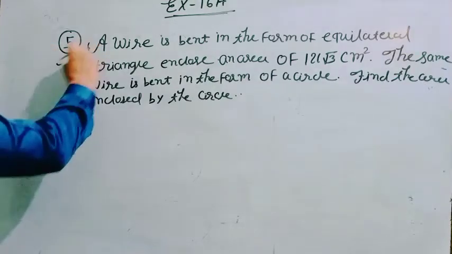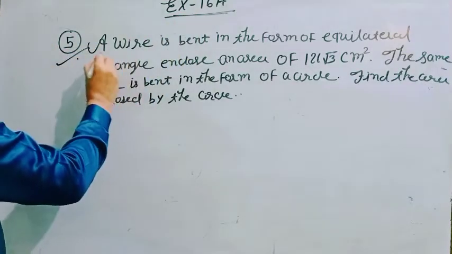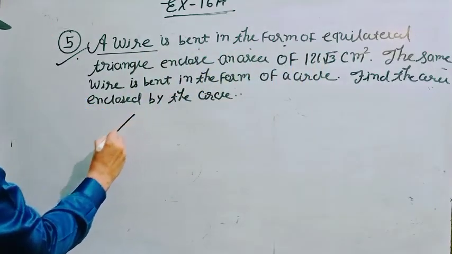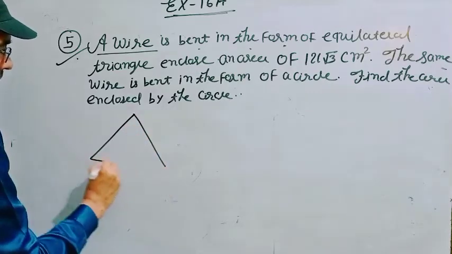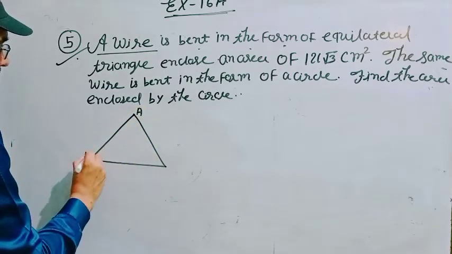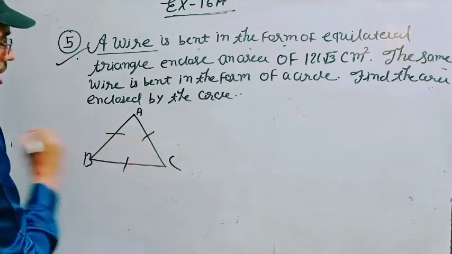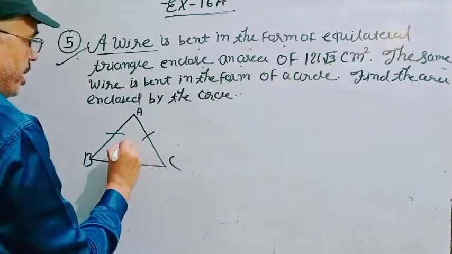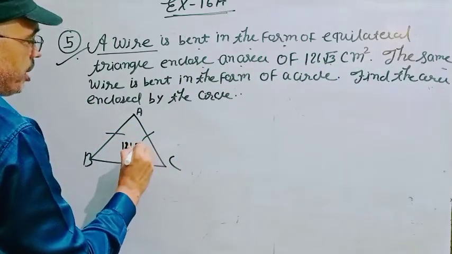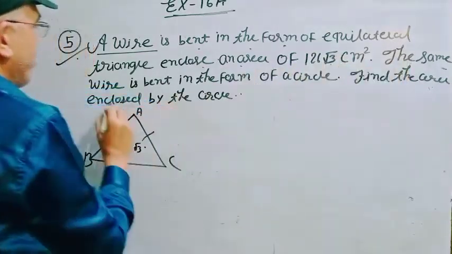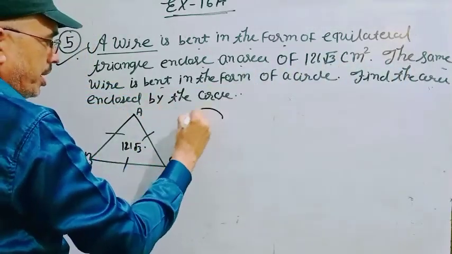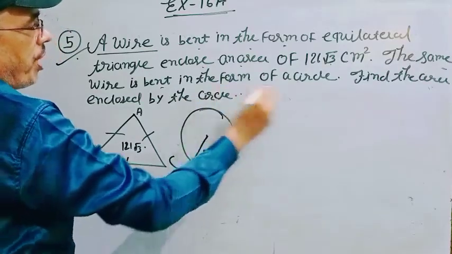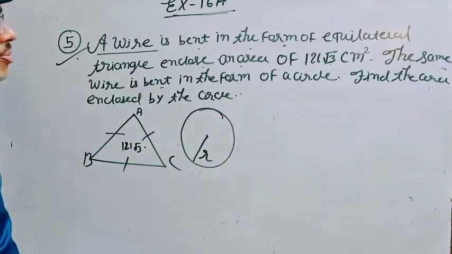Now the next question of exercise 16a, that is 5. A wire is bent in the form of an equilateral triangle. That means the wire is in the form of an equilateral triangle ABC, and here all 3 sides are equal. The triangle encloses an area of 121 root 3 meter square, and the same wire is bent in the form of a circle. The same wire forms the circle. Then your question is, find the area of the circle formed by this wire.